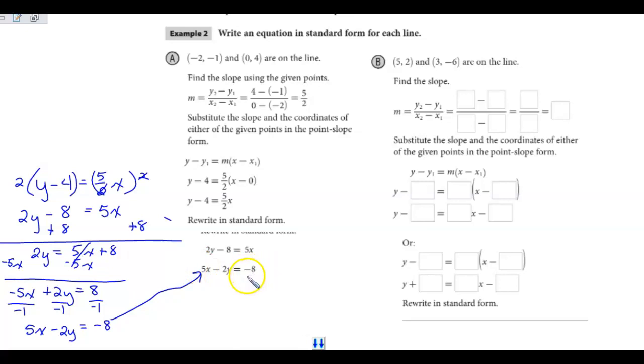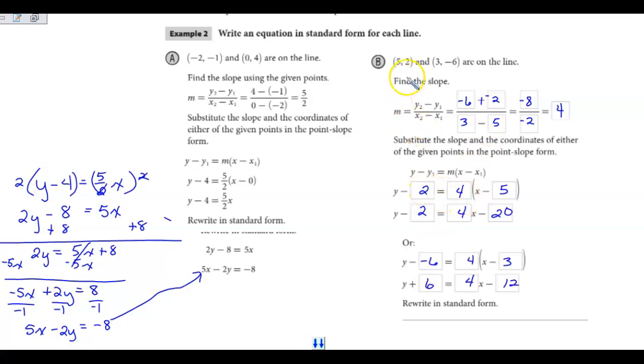Let's go ahead and look at B. They have two ordered pairs, 5, 2 and 3, -6, that are on the line, and they want us to find the slope. So the first thing I want you to do is to find the slope. You should have found that the slope is 4. So now substituting in one of those points, it doesn't matter which one you do, you can write it in point-slope form. So I would like you to do that for both ordered pairs.